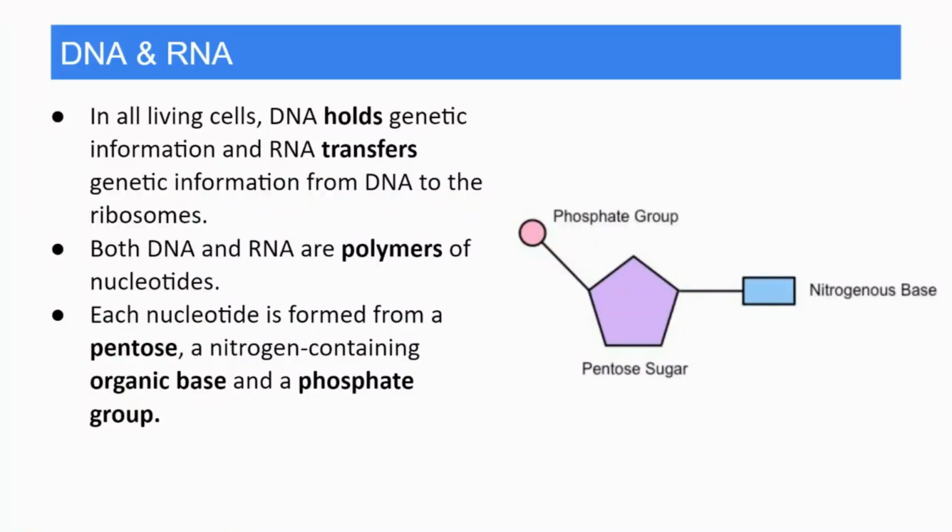In all living cells, DNA holds genetic information and RNA transfers that genetic information from DNA to the ribosomes. And you'll be talking about that when you do protein synthesis. So both DNA and RNA are known as polymers of nucleotides. Each nucleotide is formed from a pentose sugar, a nitrogen-containing organic base or nitrogenous base, and a phosphate group, as you can see by the diagram.